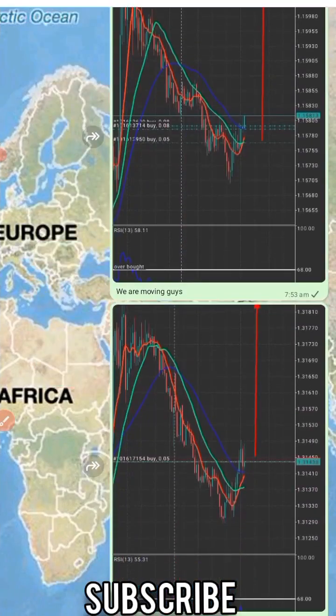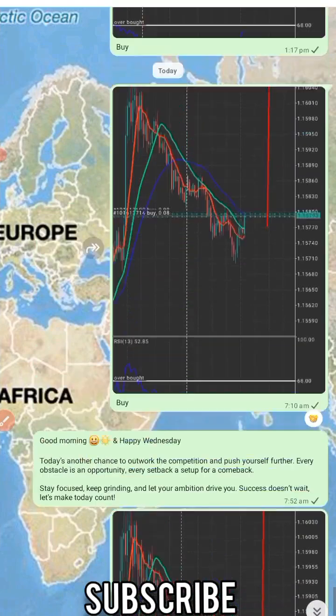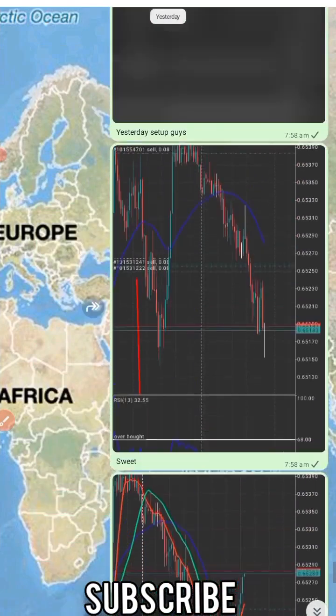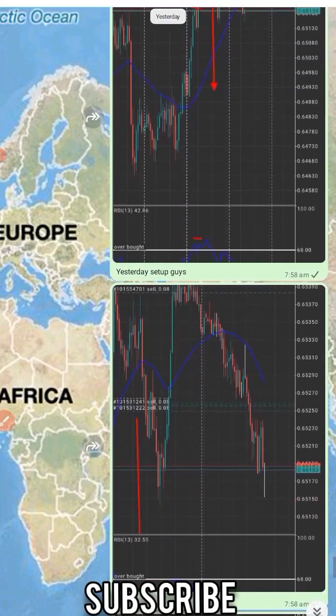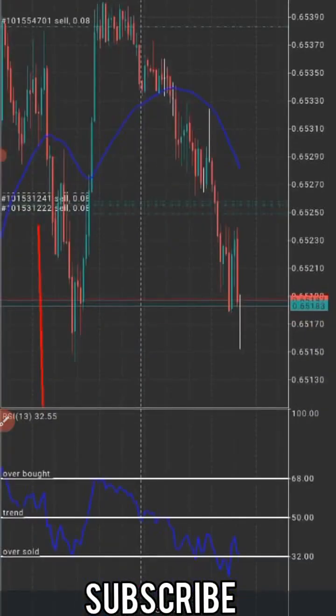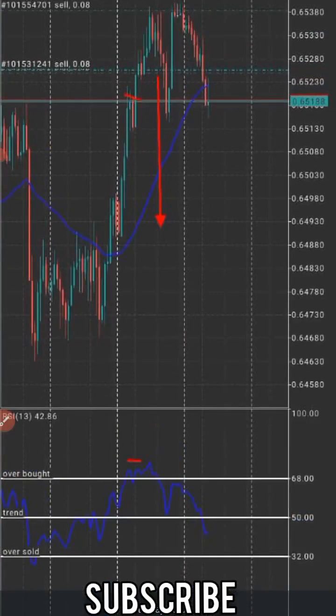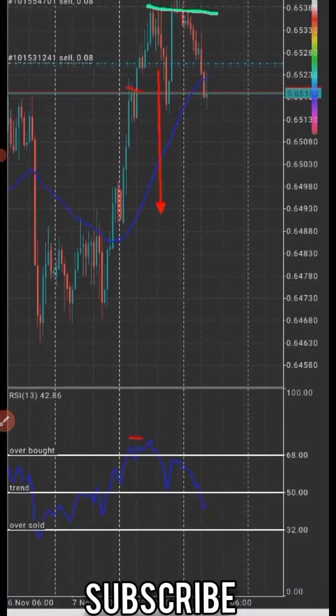This is a trade that we're in now, guys. Now, there's a trade that I posted days ago. Look at this. Look at the higher time frame. Now, this is a higher time frame. Look at the accuracy. This is the sniper entry that I entered.